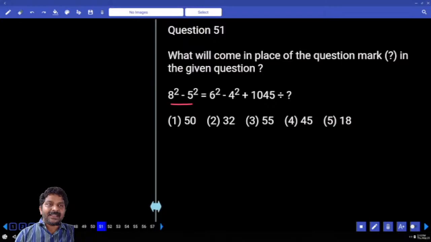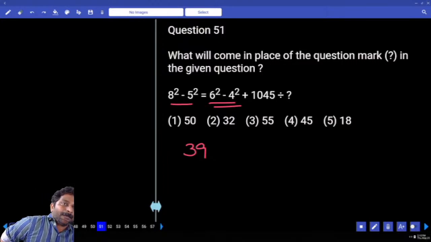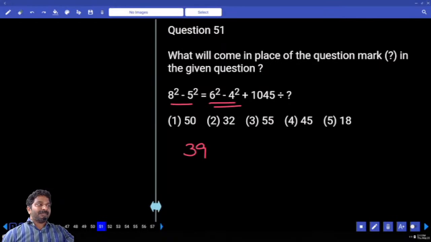Left hand side, it is in the form of a plus b into a minus b. A plus b 13, a minus b 3, 13 threes 39. Here also it is in the form of, otherwise as it is 6 square and 4 square, we can easily calculate. 6 square minus 4 square, value 20 goes to left hand side, becomes minus 20.